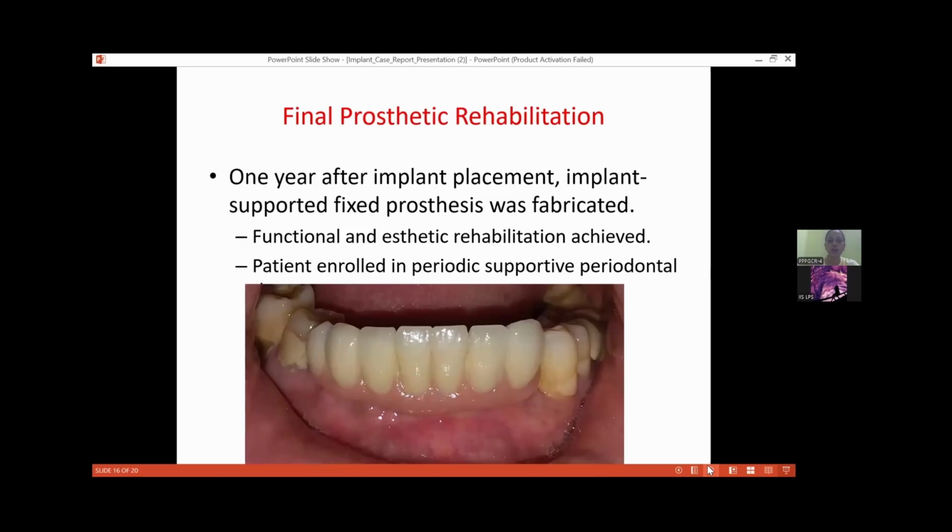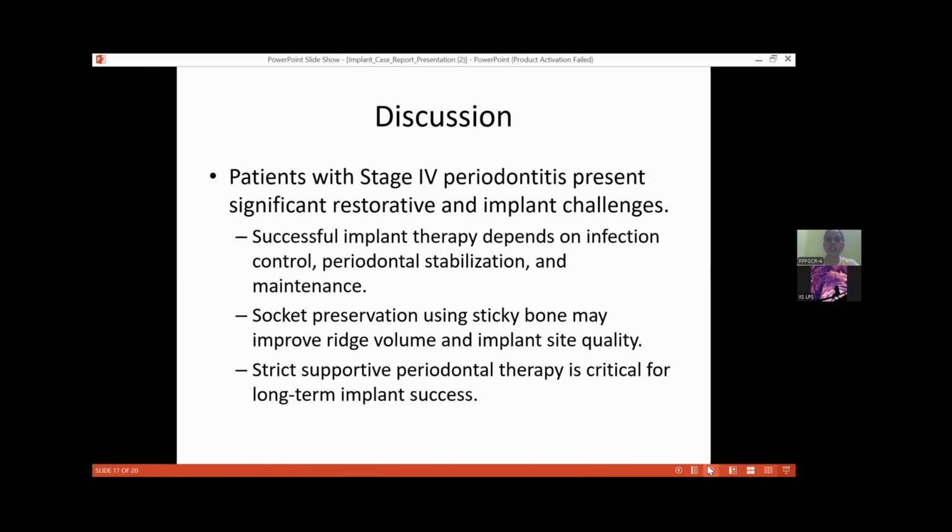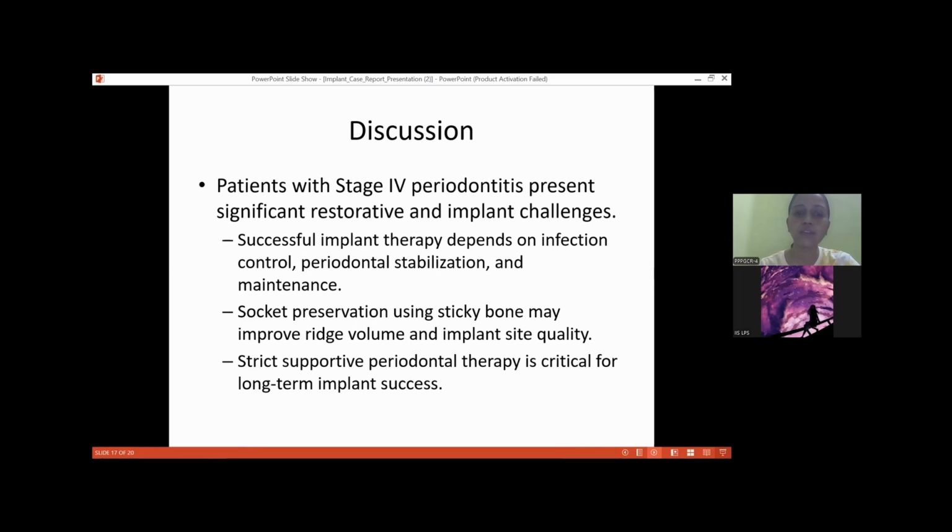Also, the patient was enrolled in periodic supportive periodontal therapy because he was suffering from generalized periodontitis, stage 4 grade C. Coming to the discussion, patients with stage 4 periodontitis present significant restorative and implant challenges. But successful implant therapy can depend on better infection control, periodontal stabilization, and maintenance. Periodontitis is not a contraindication for implant therapy. We just need better infection control, periodontal stabilization, and better maintenance during the implant placement, and also going further after the implant placement.